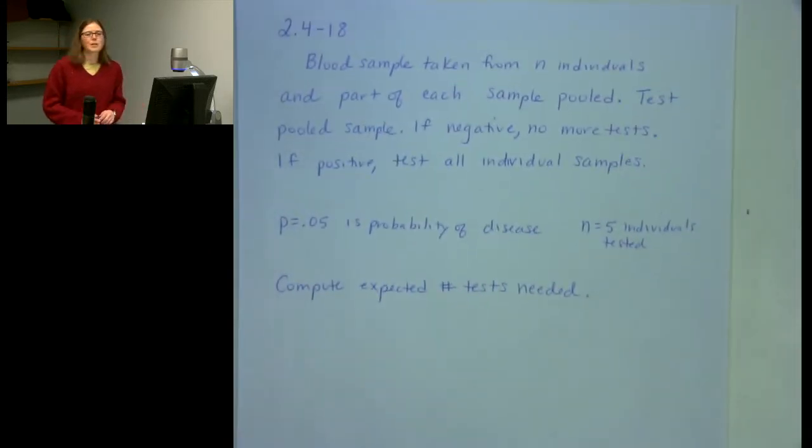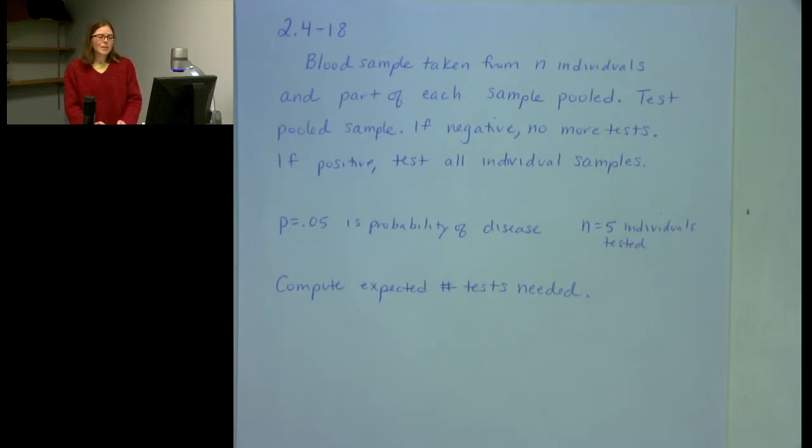The first question I want to talk about comes from section 2.4. Section 2.4-18 is the problem. This is the one that asks about a blood sample taken from n individuals, and part of each sample is going to be put into a common pool. The other part will be saved. They test the pooled sample. If the pooled sample is negative, then they stop and don't do any more testing, and they conclude that all of the individuals are negative. If the pooled sample tests positive, then they test all of the individual samples from the n people.